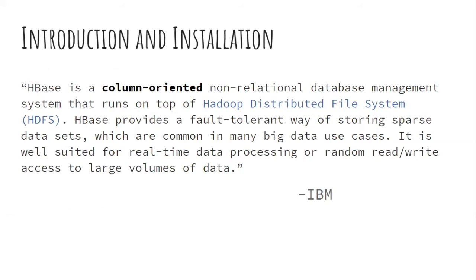Now, we all know what a non-relational database management system is, but what exactly is Hadoop distributed file system? Hadoop distributed file system is the primary data storage system used by Hadoop applications. It employs a name node and a data node architecture to implement a distributed file system that provides high-performance access to data across highly scalable Hadoop clusters.